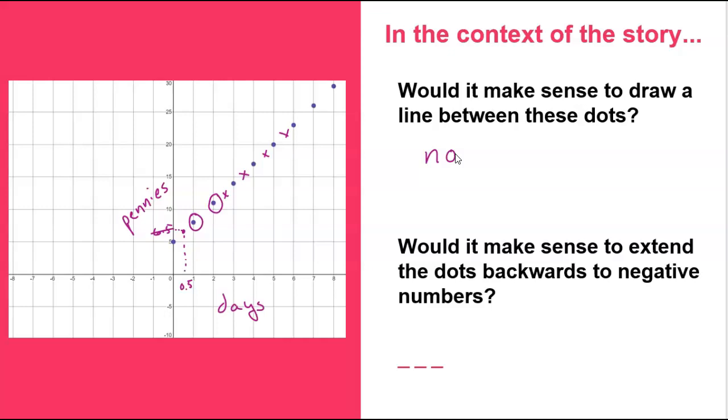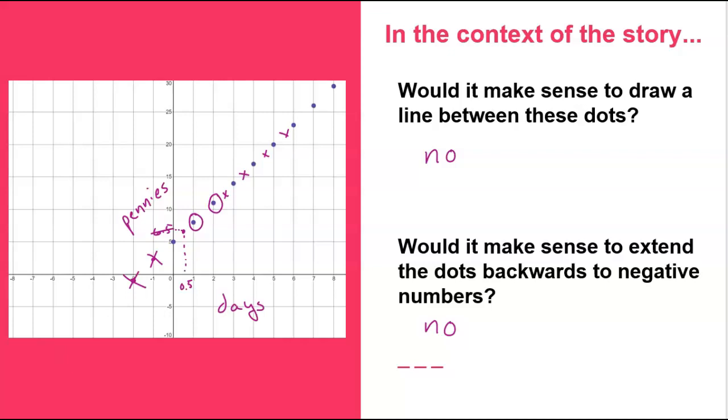Then we have another question. Would it make sense to extend the dots backwards to negative numbers? So come down here and say down here, maybe this one would be -1. Does that make sense in the context of our story? Well, that would mean she had 2 pennies the previous day, and then she was in debt a penny the day before that. We're not taking away pennies from our little sister. That's not very nice. That's not something we would do. So extending the line backwards also doesn't make sense in this context. These are not part of our story, not part of the context that we set up.